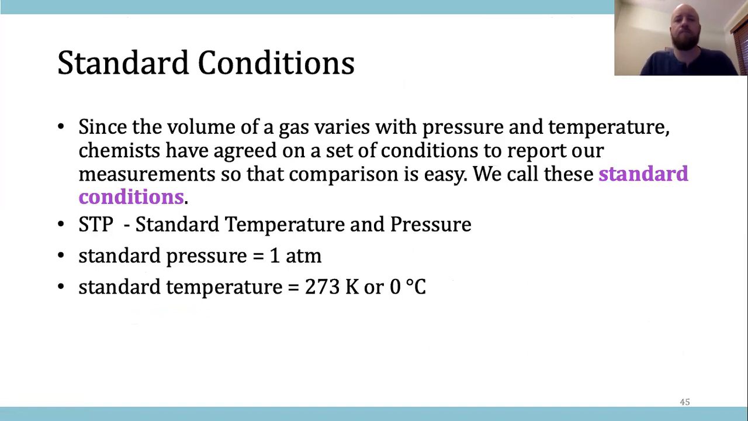Because we have so many variables that we have to work from, if I'm a chemist and I'm in the lab doing some sort of experiment and I get some sort of fantastic result, I need to be able to compare that, okay? So we need to have some sort of conditions under which we can compare and contrast results. And so this is how we get our standard conditions, okay?